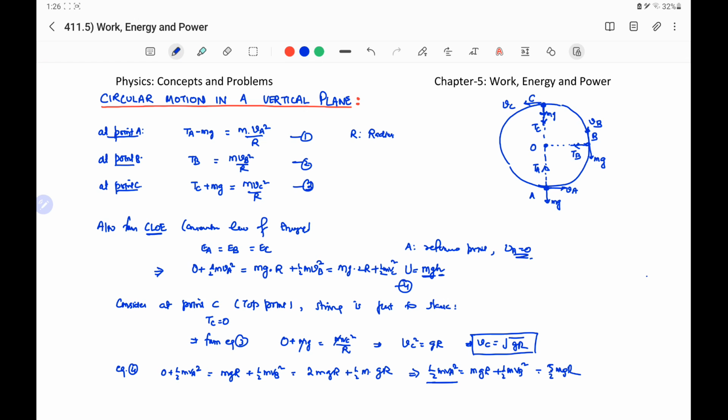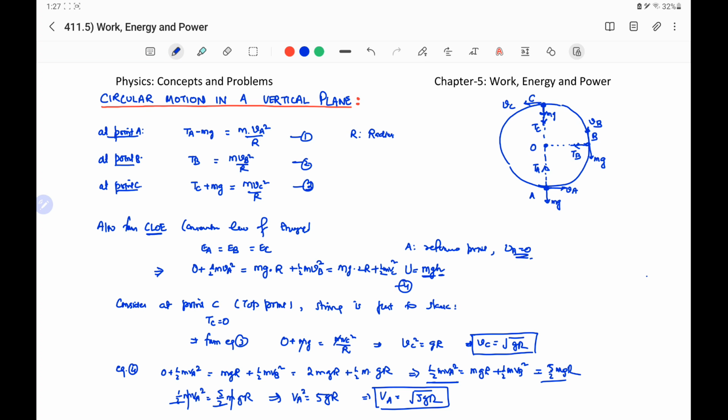Now we consider this expression to calculate the velocities at points A and B. Suppose we consider the relation half mva square equals 5 by 2 mgr. The 2 and 2 get cancelled, m and m get cancelled, hence va square equals 5gr, or the velocity at the lowest point will be root 5gr. It means this is the minimum velocity required at the lowest point for which the body will just cross point C and continue the circular motion.